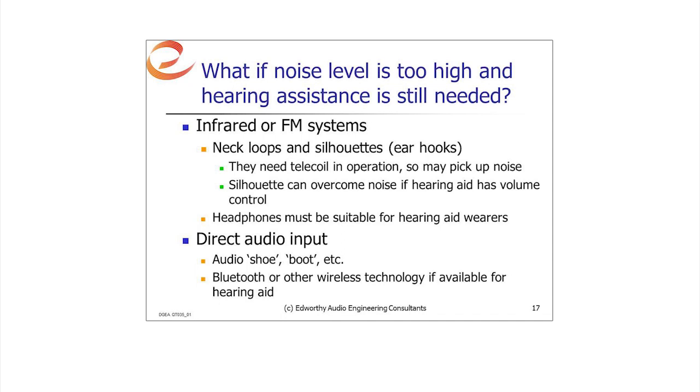Well, there are alternatives to loop systems. There are infrared or FM systems. They use neck loops or silhouettes. Those are, in the UK, called ear hooks. They still need the telecoil in operation, so they can still pick up the noise. But especially with a silhouette, which can put out quite a strong magnetic field, it may be possible, with that stronger magnetic field, to turn the volume control down on the hearing aid. And in doing so, you turn down the volume of the noise as well.